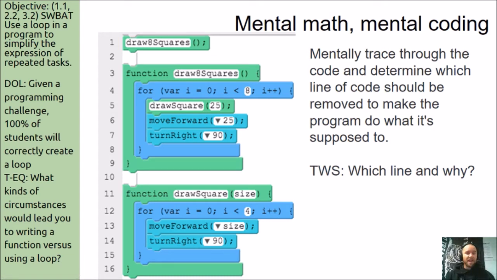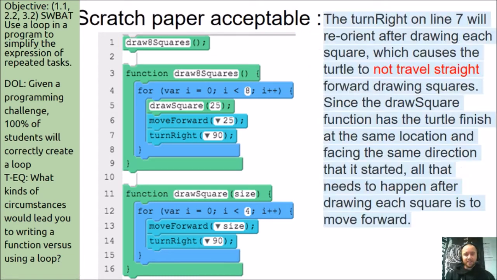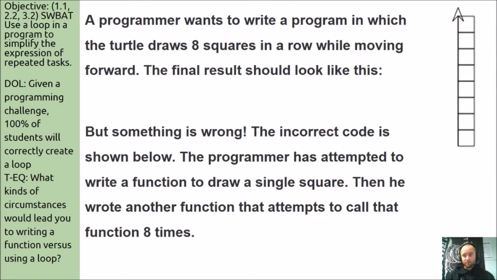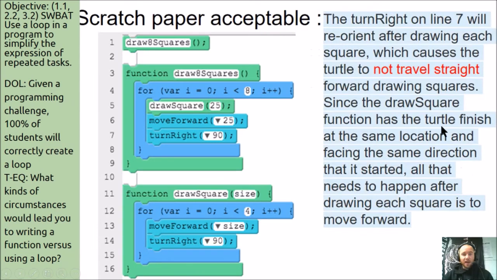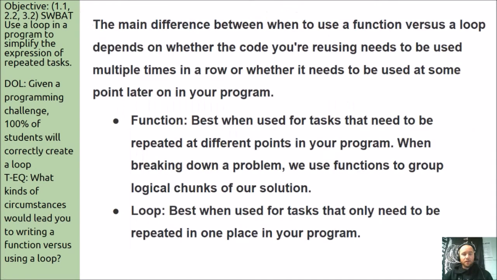Now when you're ready for the answer, here is the next slide. It says the turn right on line 7 will reorient after drawing each square, which causes the turtle to not travel in the straight line, right? We want him to be in the straight line. So line 7 is the one really messing us up here. The main difference between when to use a function versus a loop depends on whether the code you're reusing needs to be used multiple times in a row or whether it needs to be used at some point later in your program.